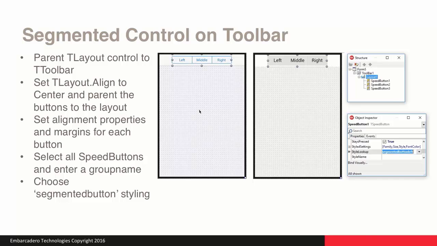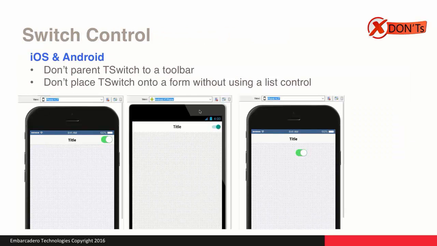to customize the look of those controls. Now, when it comes to using a switch control, there are a couple things to keep in mind. On both iOS and Android, you should never parent a TSwitch to a toolbar, and you should never place a TSwitch onto a form without using a list control. So it should never be floating on the form by itself.